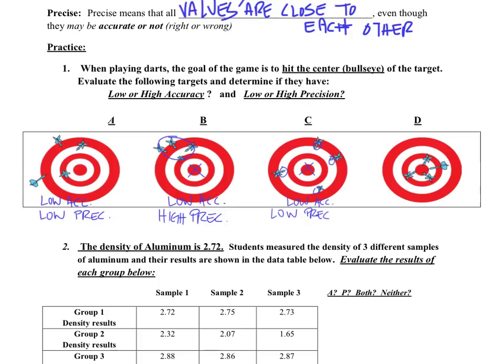And the last one here, D. Now I've got all four of them in the bullseye. All four of them are very close together. So these would have high accuracy and high precision.